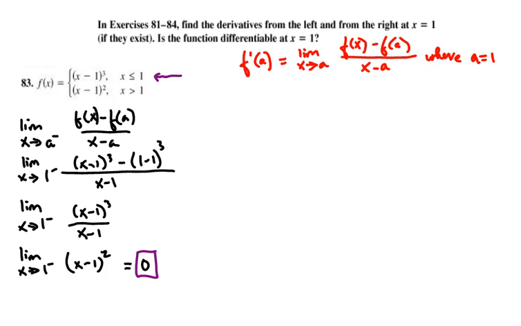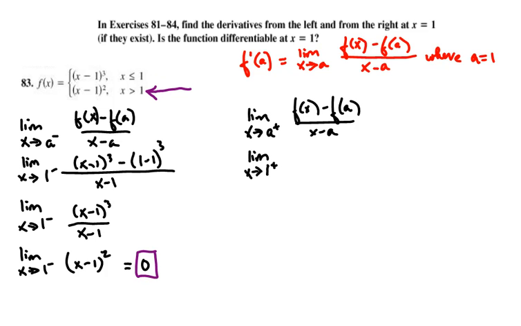Now we just need to do the same thing from the right. And we have the limit as x approaches a from the right of f of x minus f of a over x minus a. So we're going to have x approaching 1 from the right. And in this case, as we're approaching 1 from the right, all of our x values will be greater than 1. And so now we will be on the second branch of that piecewise function, where f of x is equal to x minus 1 quantity squared. And f of 1 is going to be 1 minus 1 squared, which we know is just 0, and that's going to all be divided by x minus 1.